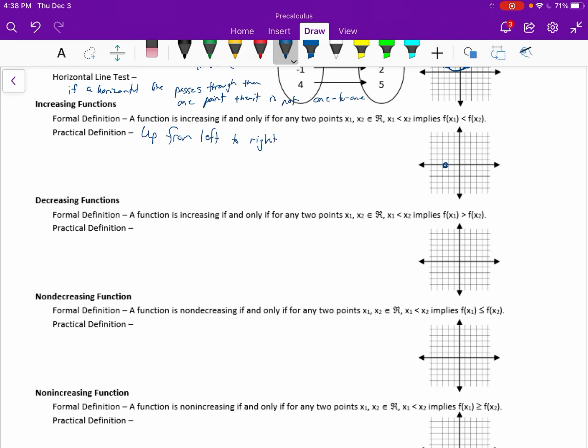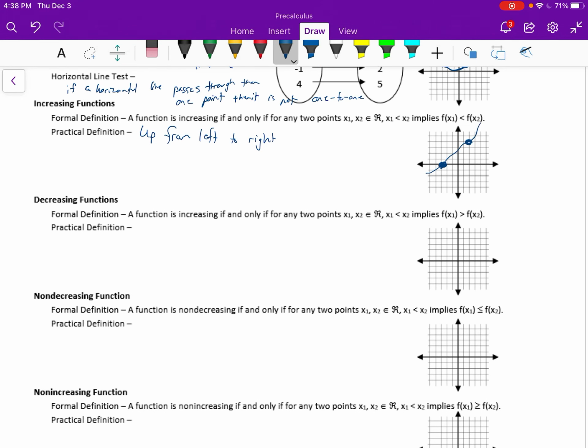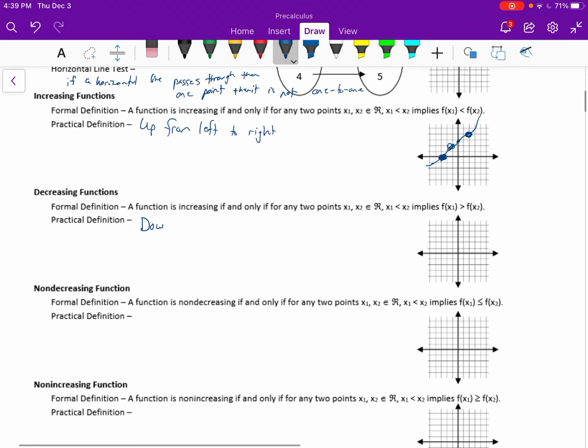So here's an x value and another x value. This y value that corresponds to the x value is less than this y value. And so that has to happen on any point within that interval of the function. Decreasing is similar, but it goes down from left to right. It doesn't have to be a line. It can be a curve. So maybe an exponential decay function, we could say, is decreasing.